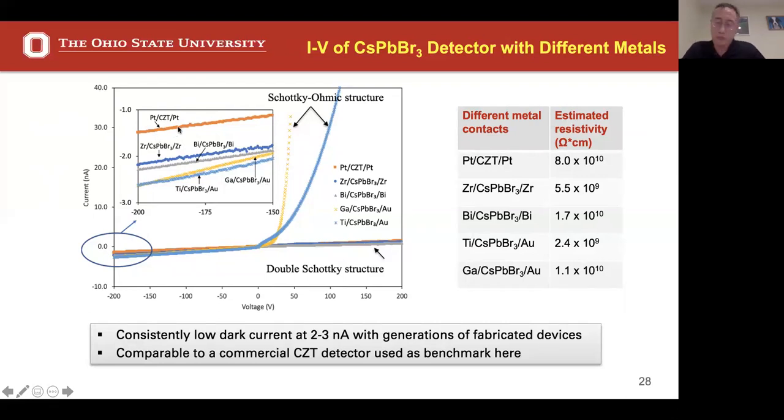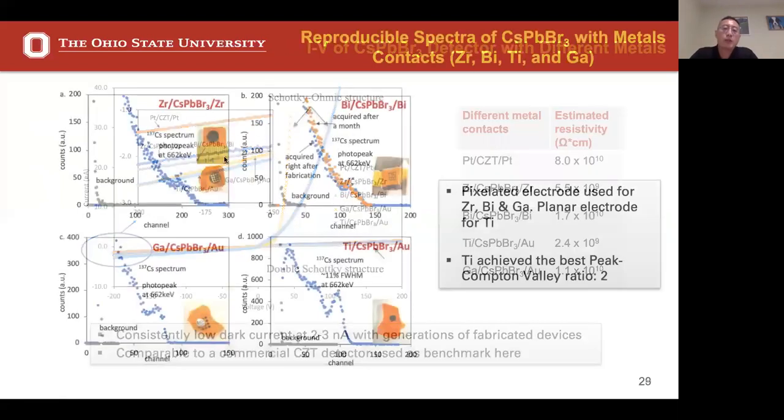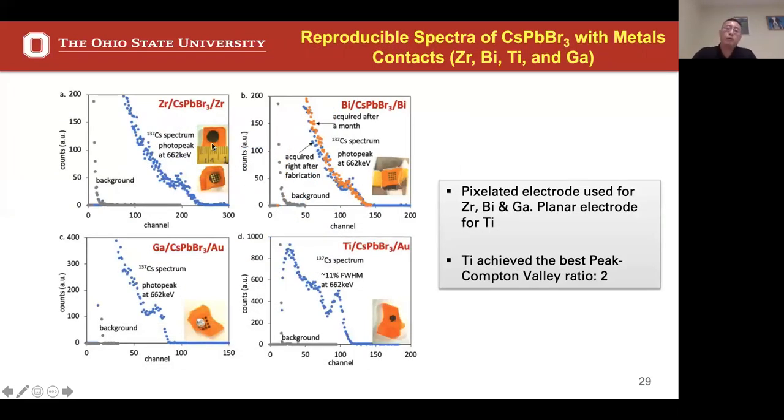We also looked at platinum on CZT as a comparison. What is really good about this demonstration is the leakage current. At 200 volts, the leakage current is only single digits, or 2 to 3 nanoamps. That's a very good sign; we will get pretty good gamma spectrum performance. Here is the gamma energy spectrum for different metals forming different architectures, and they all show a cesium-137 gamma peak. What I want to emphasize is this one. I really like this titanium-cesium lead tribromide-gold structure. It shows a peak very clearly visible above the Compton, with a peak-to-Compton ratio of 2.